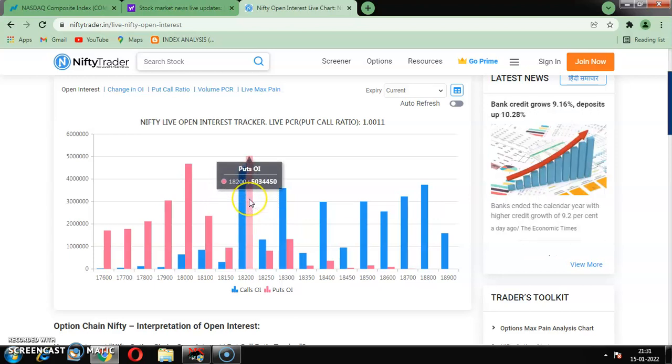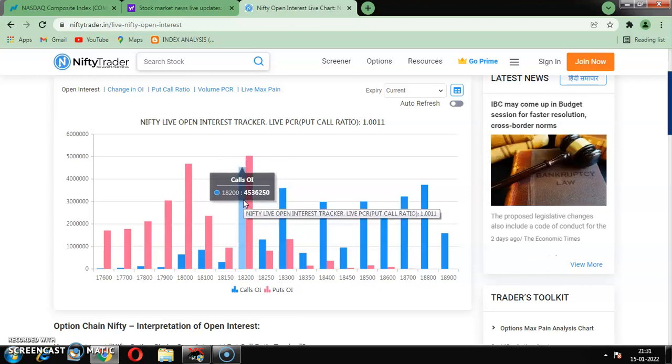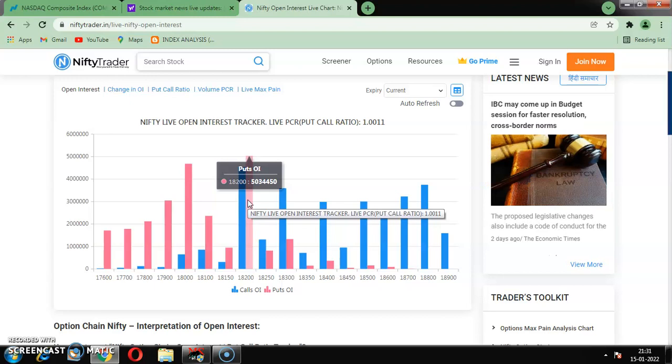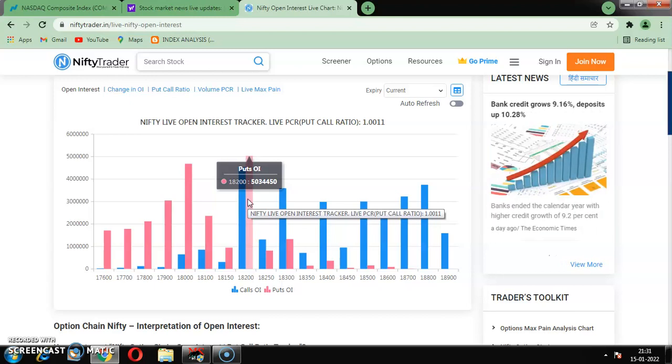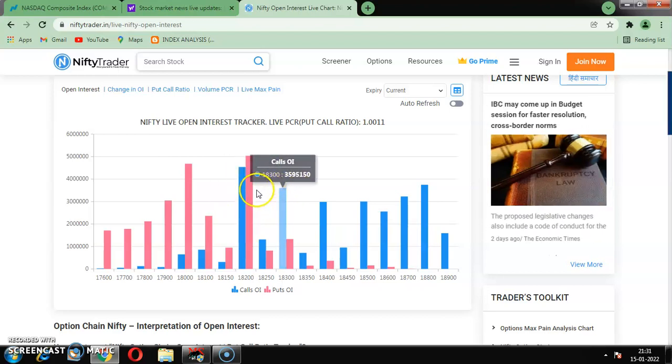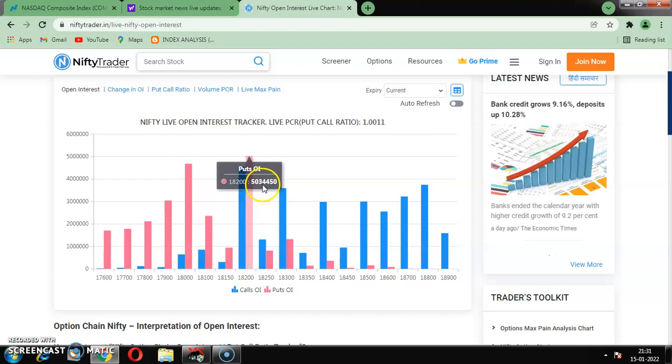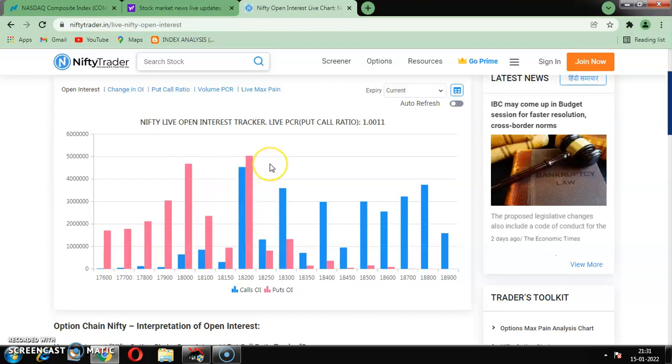It means put writing is more than call writing. As the put writing is more than the call writing, the market participants are very much bullish. I mean, the participants think there is a possibility of the market moving towards the upside. So as far as the option data is concerned, as put writing is more than call writing, there is a possibility of a retracement towards the upside.